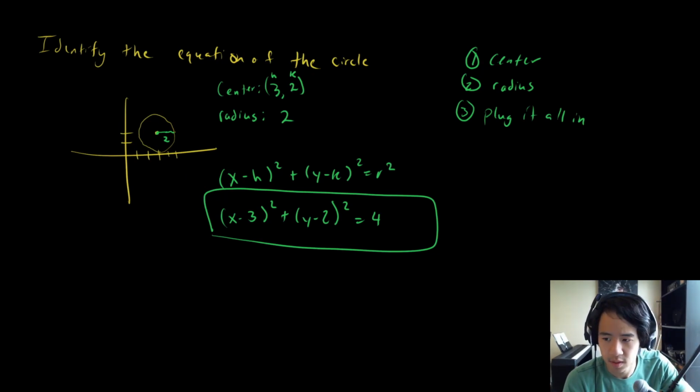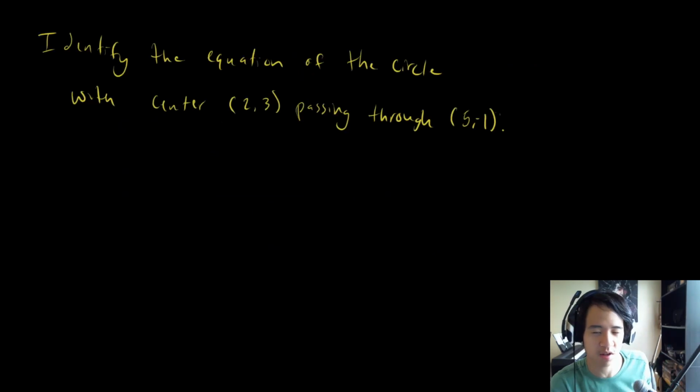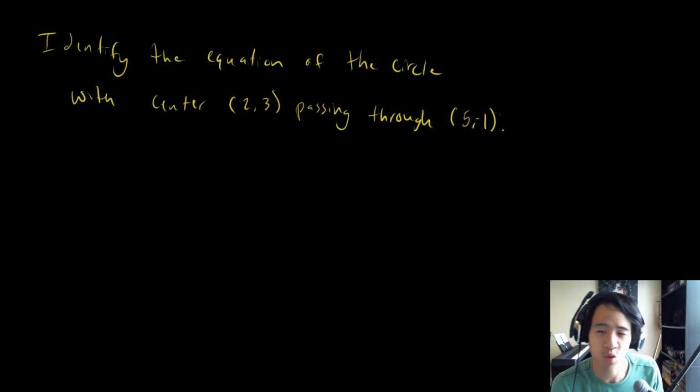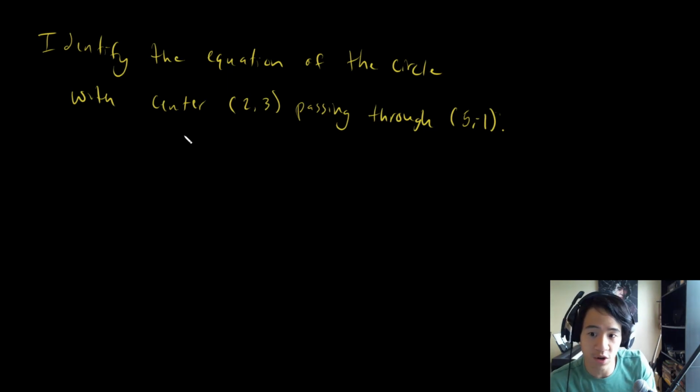All right, and let's go ahead and move on to the last type of question. So you're going to have two types of questions, basically. It's going to be identify the equation of a circle, or you're going to have to write the equation of a circle with the center, and then it's going to pass through a point. So we already know what our center is. So we already know what h and k is. Our h is the x coordinate of the center, and our k is the y coordinate of our center. But now we have to find r.